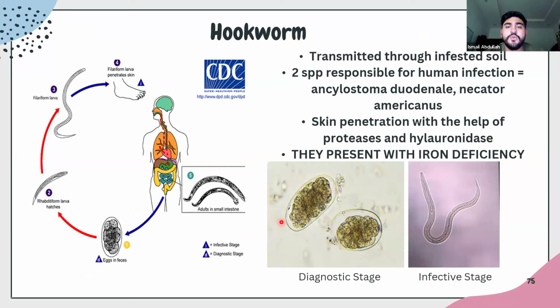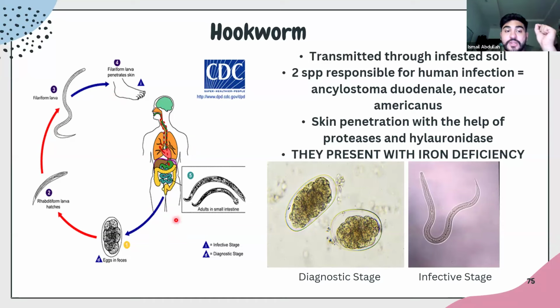hookworm. So hookworms, again, infested soil. What happens usually is there are eggs in the feces. These eggs are going to hatch and give you rhabditiform larvae. And then there's a larva called the filariform that's going to penetrate the skin and enter. So it enters as a larva itself. That is the infective stage. So the filariform larva is the infective stage of a hookworm.